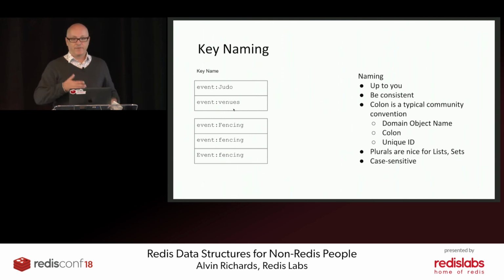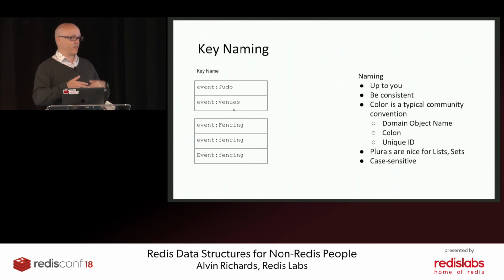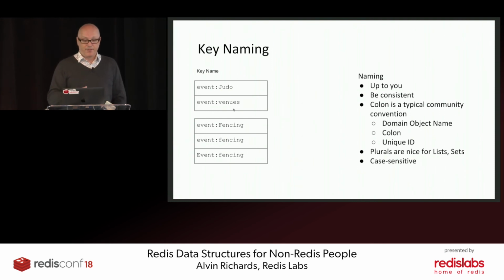Right? So the typical convention in the community is to use colons or some other separator between the parts of these key names. People sometimes use plurals for lists or collections because it makes sense for a plural name to hold many things. But you also have to bear in mind that, as I said, the key names are binary safe. So you see these last three examples of event, fencing, and fencing and fencing. Well, they are all three different keys, right? Because Redis is not doing a case-insensitive match, it's doing a binary comparison. And all three of those keys are three separate keys.